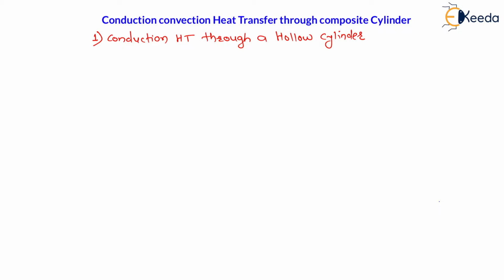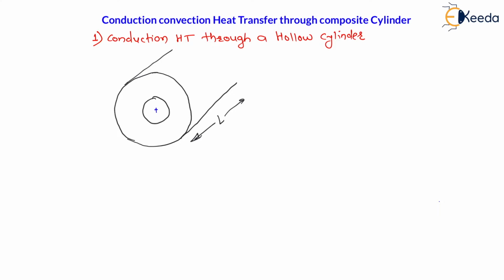Now my dear students, let us consider one hollow cylinder. Let us say this is a hollow cylinder of outside radius r2 and there is a inside radius r1, right? Here there is a center of cylinder, this is center line of cylinder. This cylinder will be having some length L. Inside radius will be r1, and outside radius will be r2.